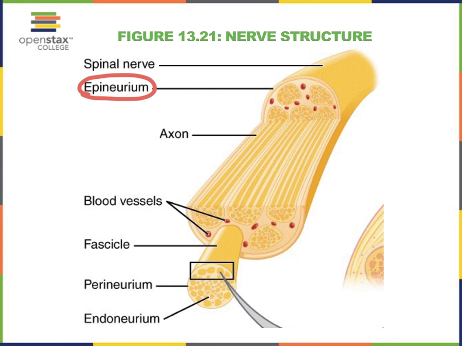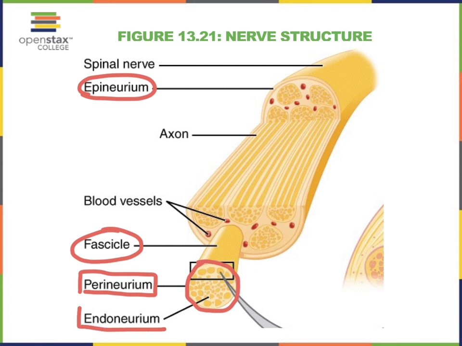The bundles of axons we refer to as fascicles, just like we called a bundle of muscle cells a fascicle. And a fascicle is going to be wrapped up by a connective tissue layer, which we call the perineurium. And then finally, individual axons are going to be covered with a delicate connective tissue called the endoneurium. So these terms, epineurium, perineurium, endoneurium, along with fascicle, should sound very familiar to you.